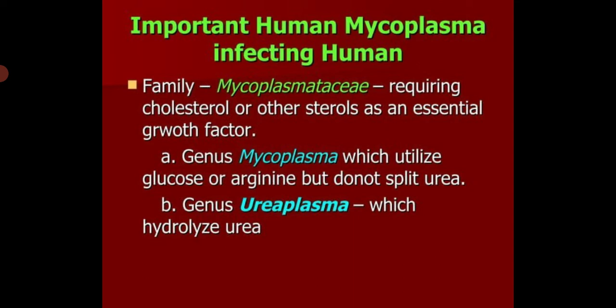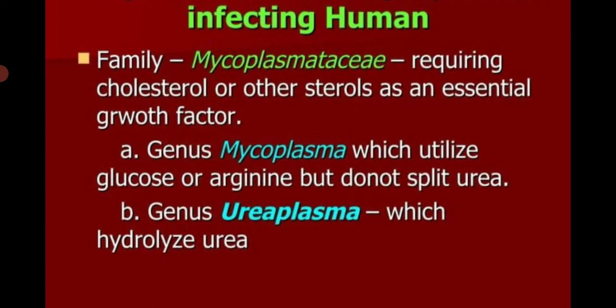Basically, five genera are there: Mycoplasma, Ureaplasma, Acholeplasma, Anaeroplasma and Spiroplasma. These are the five genera of the family Mycoplasmataceae. The characteristic of the family Mycoplasmataceae is that they require cholesterol and other steroids for their growth.